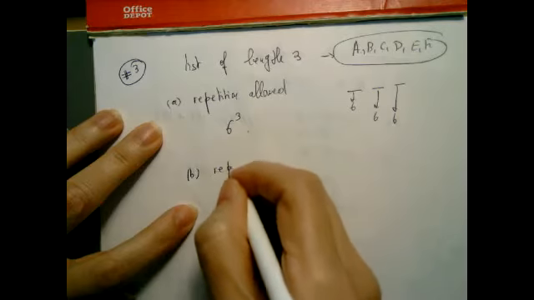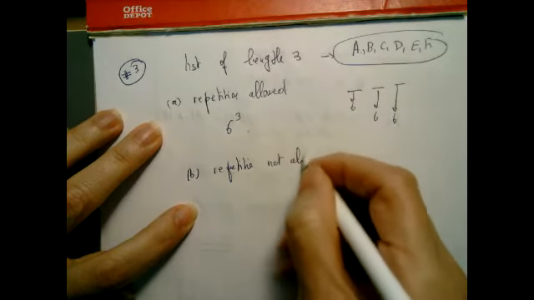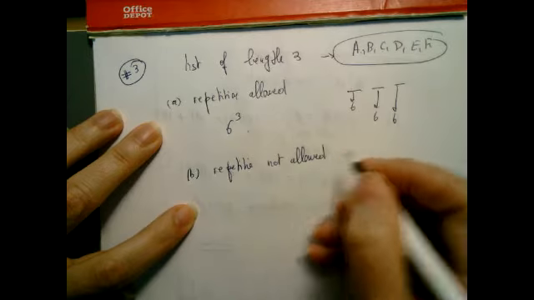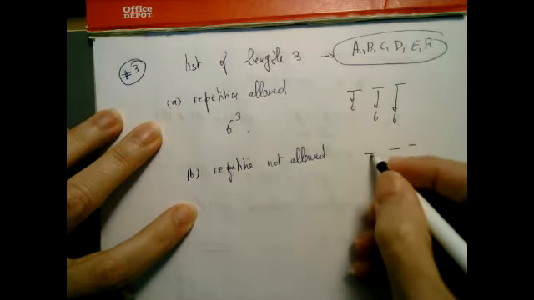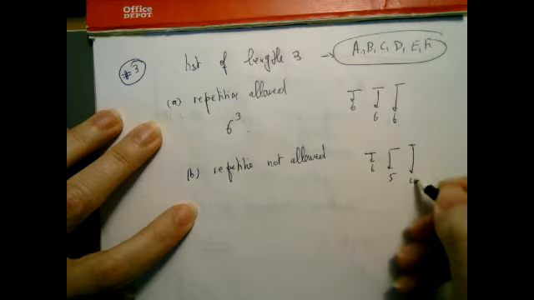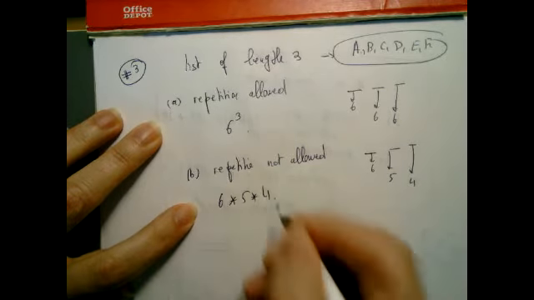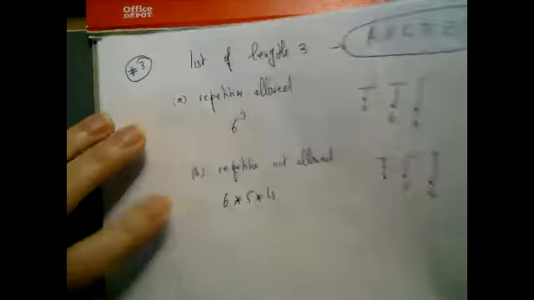Okay, B, it always follows: repetition not allowed. One, 2, 3. So I have 6. If I cannot repeat, this has 5 and this has 4. So it's 6 times 5 times 4. I'm not even asking you those questions because I think those should not be hard.